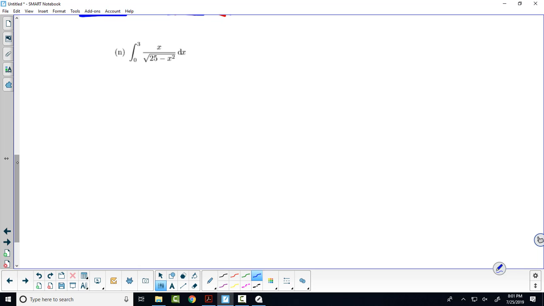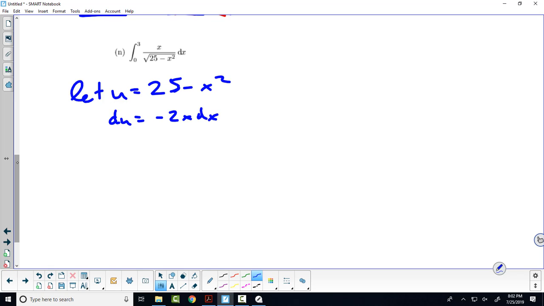U substitution. What's the hallmark of a U substitution? We're looking for an expression and its derivative up to a constant. Okay? So let's let U equal 25 minus x squared. That makes du equal to minus 2x dx. It's not a perfect substitution. Do you see it? We're off by a little bit.